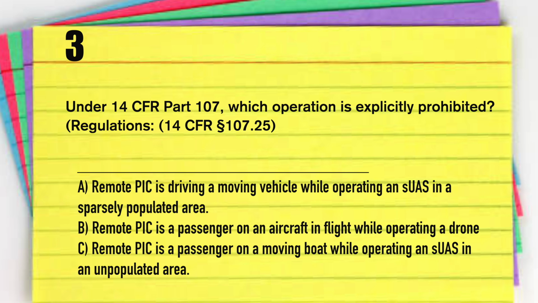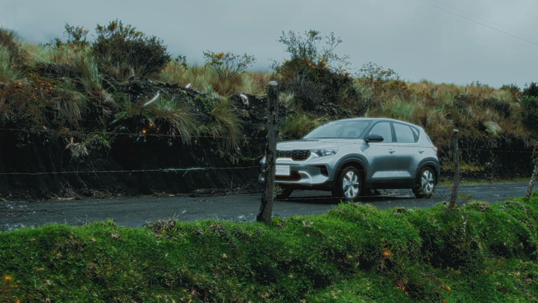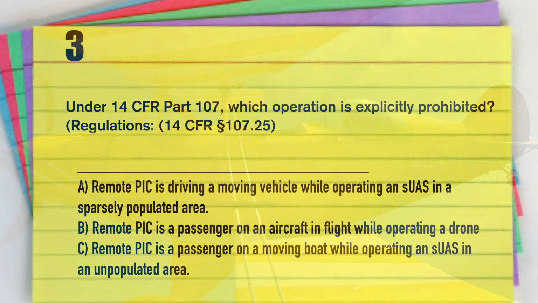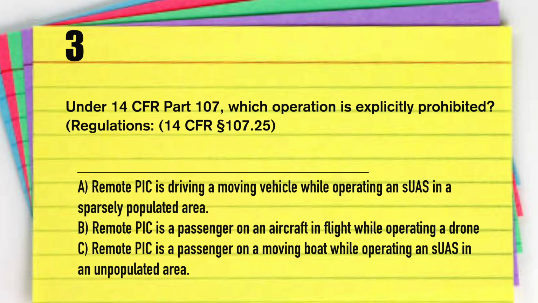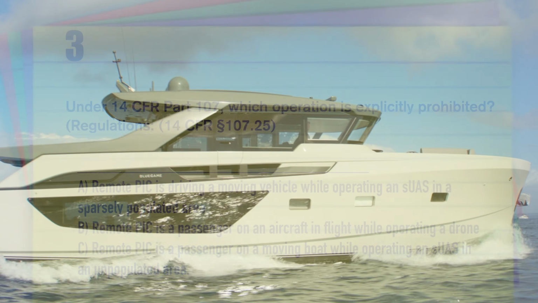Under 14 CFR Part 107, which operation is explicitly prohibited? A, remote PIC is driving a moving vehicle while operating an SUAS in a sparsely populated area. B, remote PIC is a passenger on an aircraft in flight while operating a drone. C, remote PIC is a passenger on a moving boat while operating an SUAS in an unpopulated area.